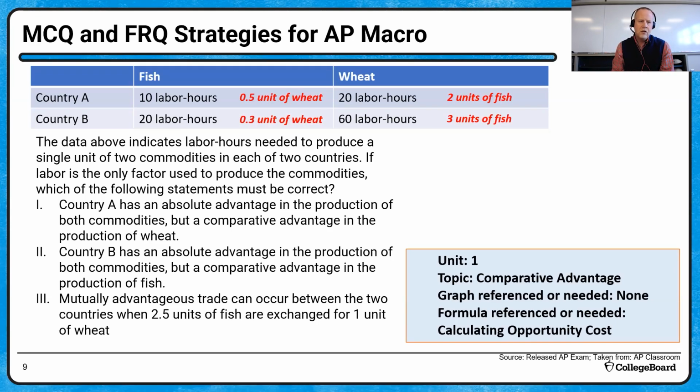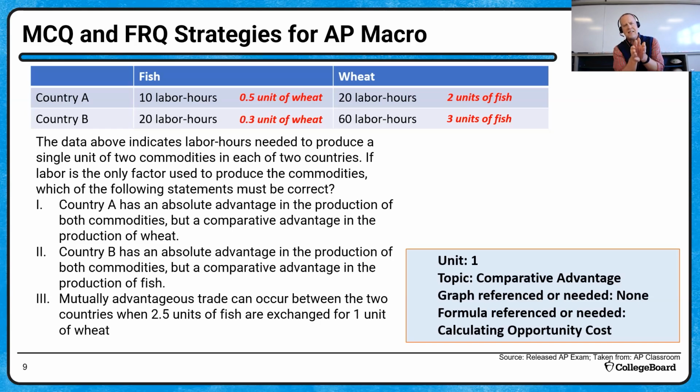This is what it looks like. The opportunity cost in country A for fish would be half a unit of wheat, and for wheat, it would be 2 units of fish. We know that because in 20 hours, they could have produced 2 units of fish. In 10 hours, they could have produced half a unit of wheat. And for country B, you can see 1/3 of a unit of wheat and 3 units of fish.